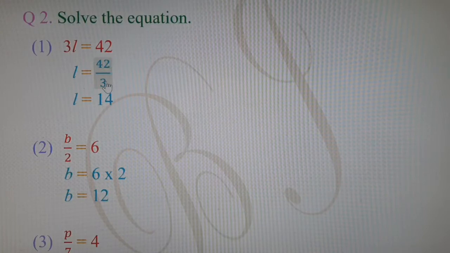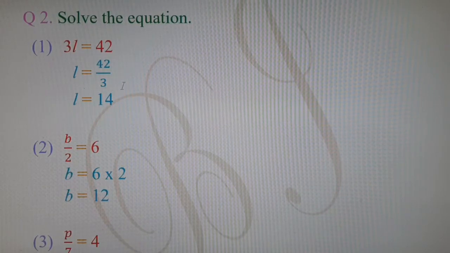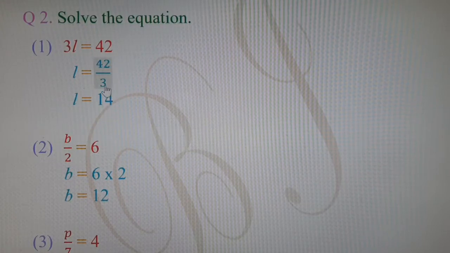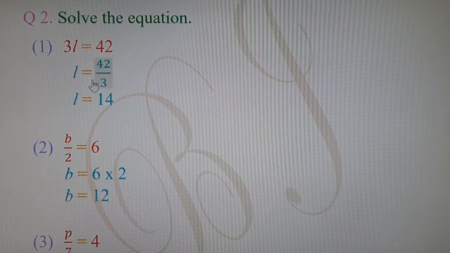42 upon 3, the answer will be: 3 1s are 3, 3 14s are 42, and in the denominator we'll get 1. So 3 is cancelled and 1 is written, and 42 is cancelled and 14 is written. 3 1s are 3, 3 14s are 42. So 3 is cancelled using 3's table, and 42 is cancelled using 3's table.